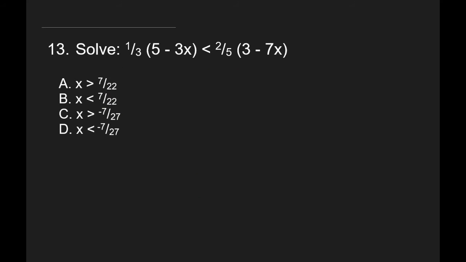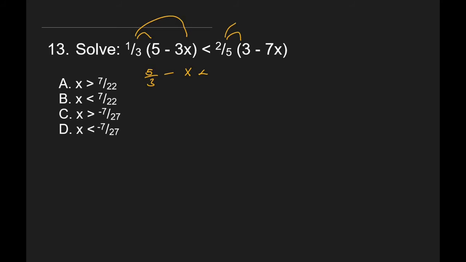We're asked to solve 1 over 3 into bracket 5 minus 3x less than 2 over 5 into bracket 3 minus 7x. Now the first thing we must do is open this bracket, and that will mean you multiply this by this and also by that. 5 over 3, 1 over 3 times 5 is 5 over 3 minus 1 over 3 times 3x will be 3x over 3, and 3 will cancel 3, and you'll be left with x less than. Same thing should be done here.